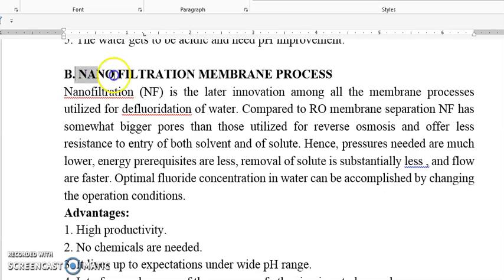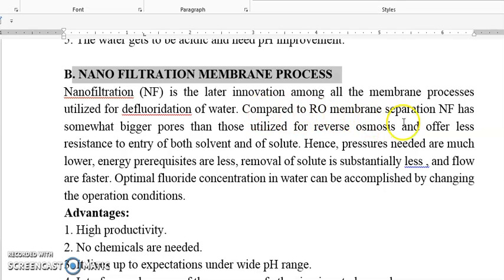nanofiltration membrane process, right? So nanofiltration, in short written as NF, is the latest innovation among all the membrane processes utilized for defluoridation of the water, though not very commonly adopted till now in India, but still it is considered as one of the important methods.